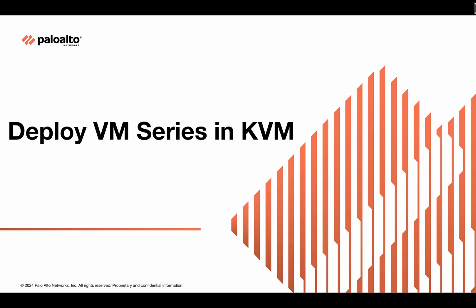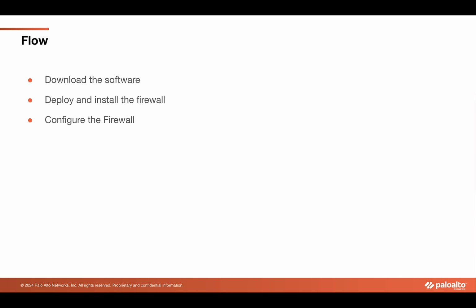Hello and welcome. In this video, we will walk you through steps to deploy VM series in KVM. There are 3 simple steps for deployment of VM series. First, you need to download the image. Secondly, install the VM series on KVM. And finally, configure the firewall.